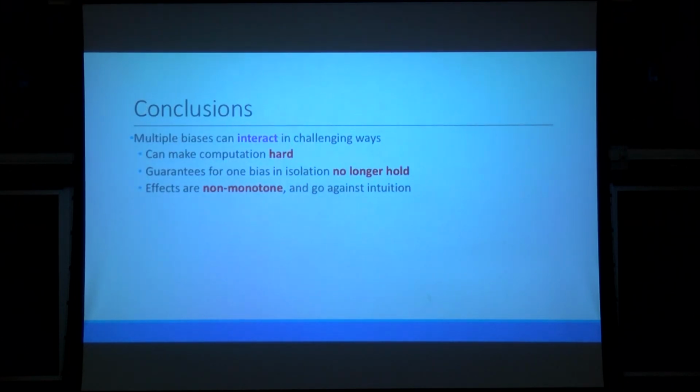Okay, so just to sum up, multiple biases can interact in really challenging ways. They can make computation hard. They can kind of destroy all the guarantees that you thought you had. And they can produce these pathological non-monotonicities that go against your intuition. And so all this points to the fact that we just need to be careful when we look at agents, and we need to be careful about modeling all their biases in order to really say reasonable things about them.